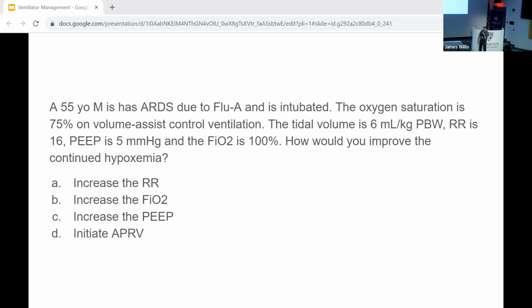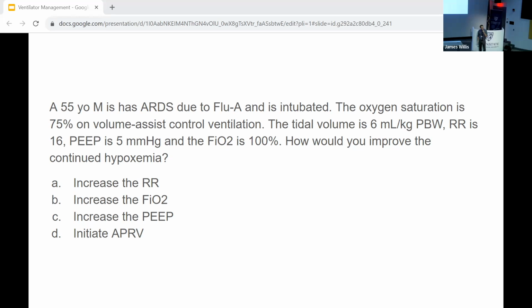Which one? PEEP. Increase the PEEP. Yeah. You can't go up on FiO2, it's 100%. There's no 110% dial. The respiratory rate is all about minute ventilation. And remember, we're not even talking about the PCO2, and we may accept permissive hypercapnia.